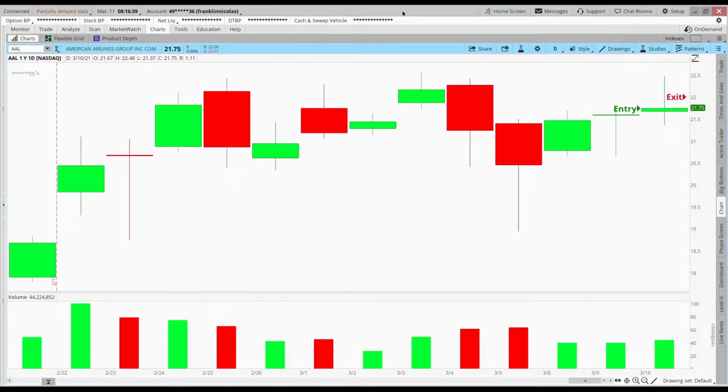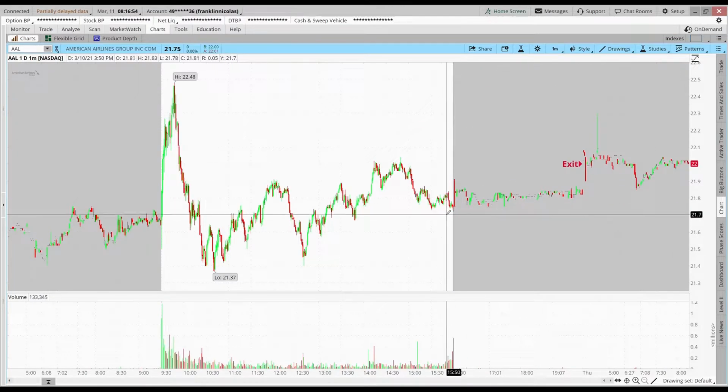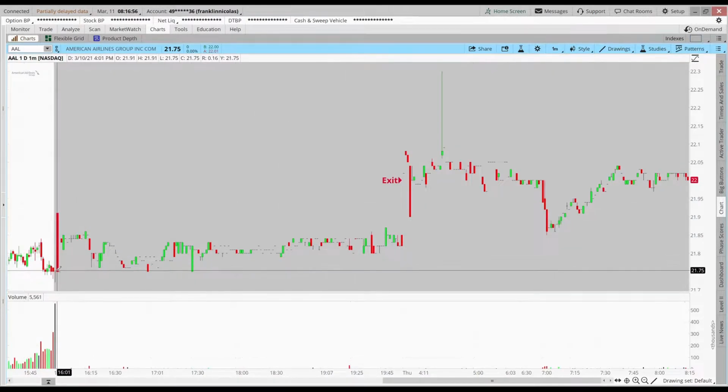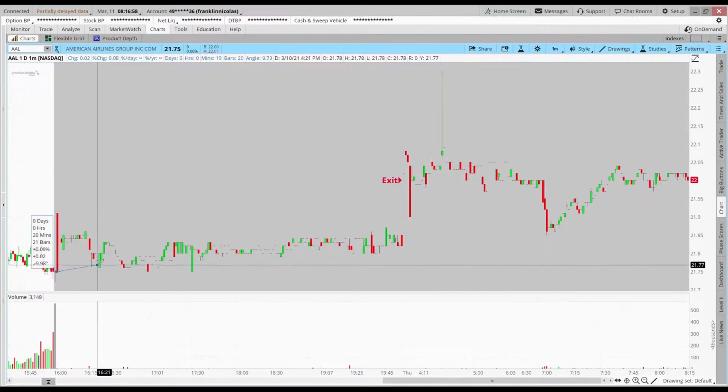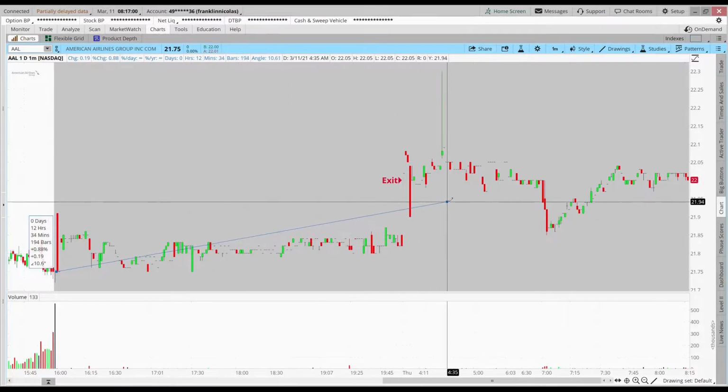It's Thursday morning, March 11th, and I just got out of another American Airlines swing trade, ticker AAL. As you can see here, I played it off of a green daily, and this gapping pattern just won't quit, guys. To show you on the minute chart here, you can see that my entry was at the close yesterday, getting in at around 21.75.